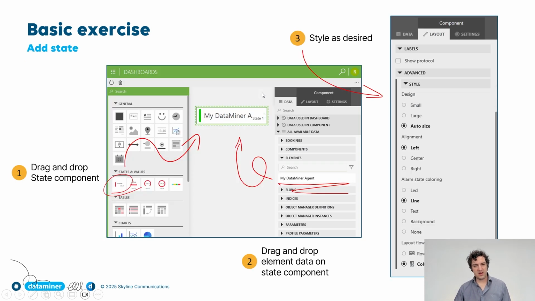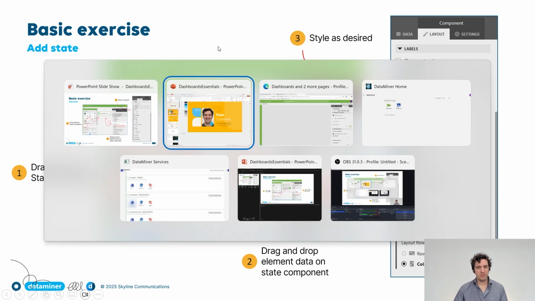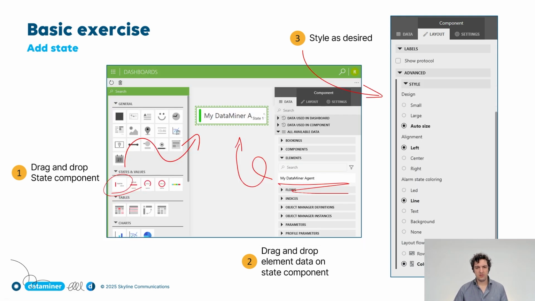Right, so we've created our dashboard, and the first thing we're going to do to make a visualization is to add a state component. And I want to show the state of the only element I personally have in my system, which is a Microsoft element that monitors the agent itself. So it's a Windows monitor, Microsoft platform. So let's take a look.